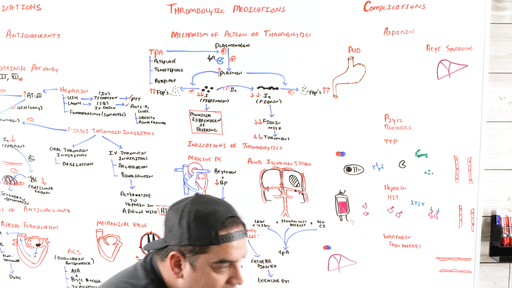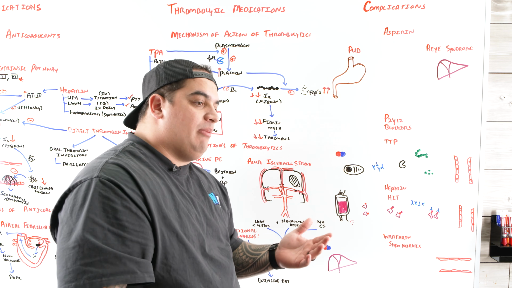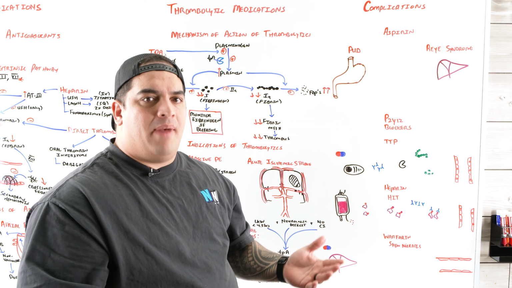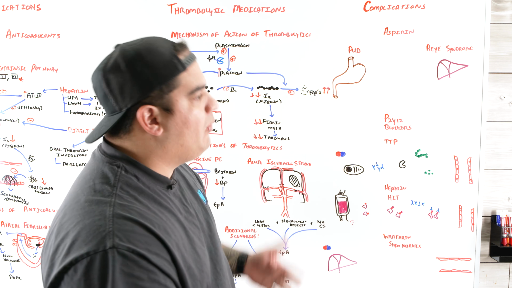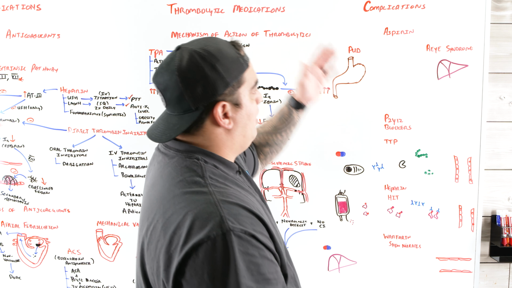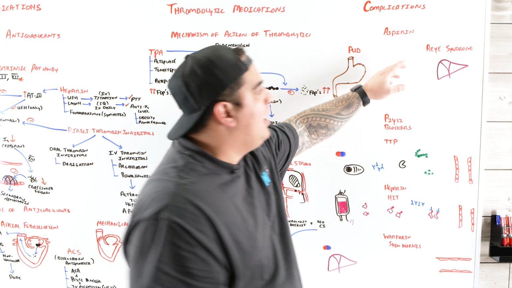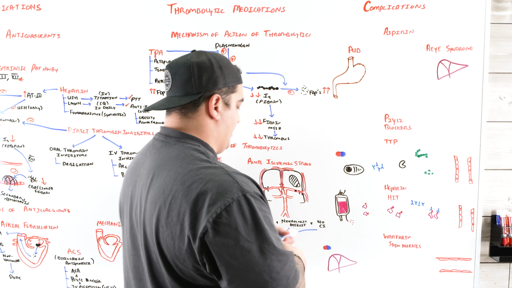So at this point, we should have a pretty good understanding of when we give antiplatelets, when we give anticoagulants, when we give thrombolytics, right? Their overall mechanism, what they're good for, what we monitor for. What are the things we have to be wary of if these medications are taken? Aspirin, you gotta watch out for peptic ulcer disease.